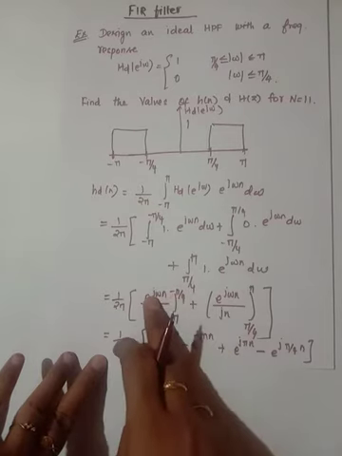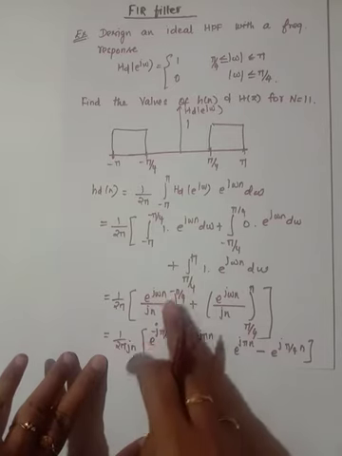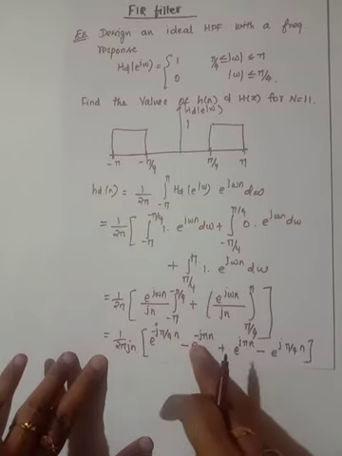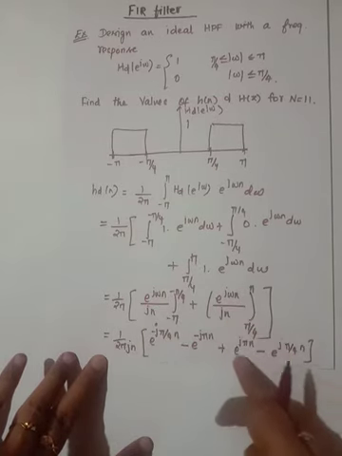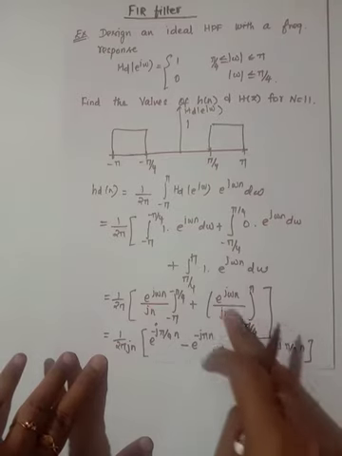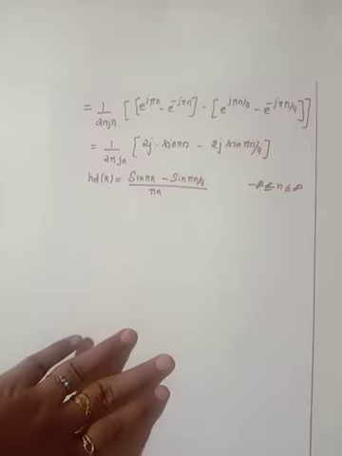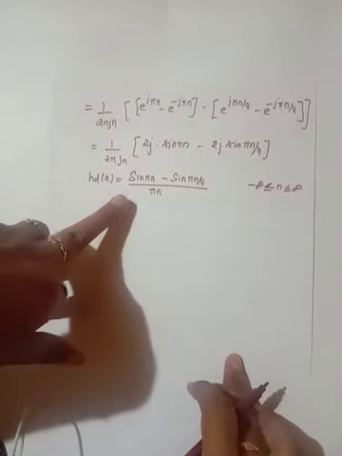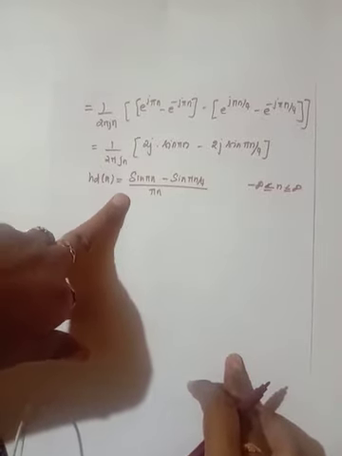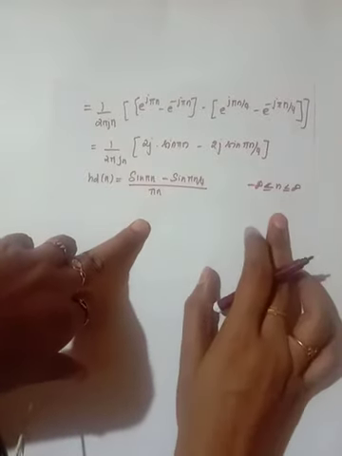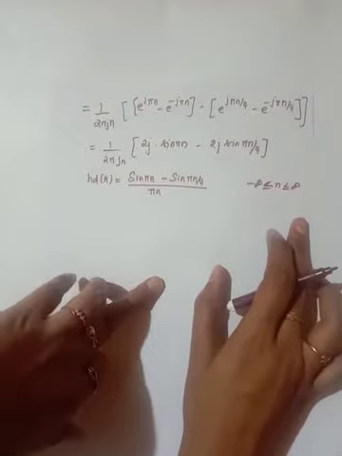So applying the upper limit, e power minus j pi by 4 n minus e power minus j pi n, e power j pi n minus e power minus j pi by 4 n. Now, after simplifying this, I am getting hd of n is equal to sine pi n minus sine pi n by 4 divided by pi n. So, this range is from minus infinity to plus infinity.